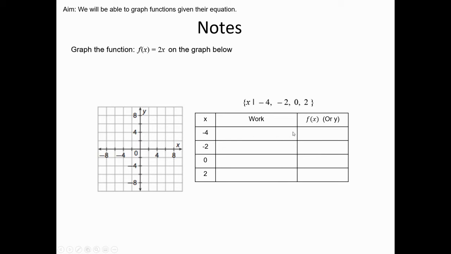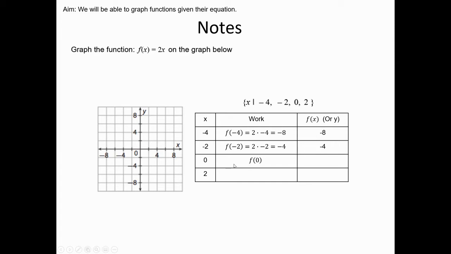The way we find the matching y values is I take my function, f of x equals 2x, and put every single x value in one at a time. For this one, I'm going to do f of -4. That means I replace the x with -4. So we have 2 times -4, which is -8, and that goes right there. For the next one, I'll find f of -2, which is 2 times -2, which is equal to -4, and that's our y value.